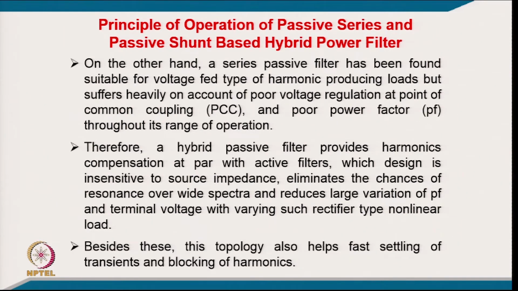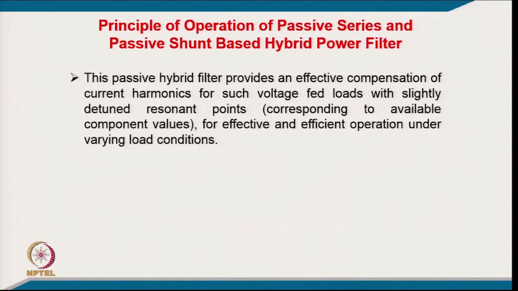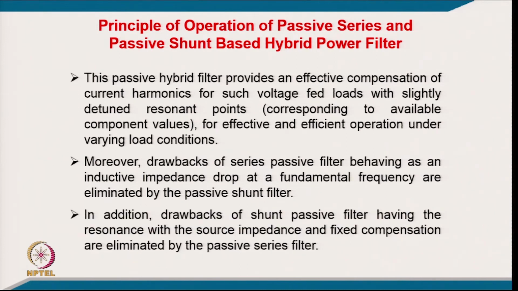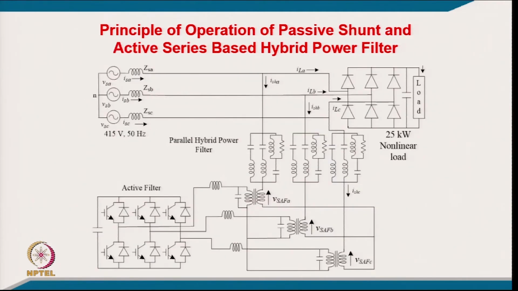Besides, this topology also helps in fast settling of the transient and blocking the harmonics. This passive hybrid filter provides an effective compensation of current harmonics for such voltage fed load with slightly detuned resonant points corresponding to available component value, for effective and efficient operation under varying load condition. Moreover, the drawbacks of the series passive filter behaving as an inductive impedance drop at the fundamental frequency are eliminated by the passive shunt filter, and in addition the drawbacks of the shunt passive filter, having resonance with source impedance and fixed compensation, are eliminated by the passive series filter.